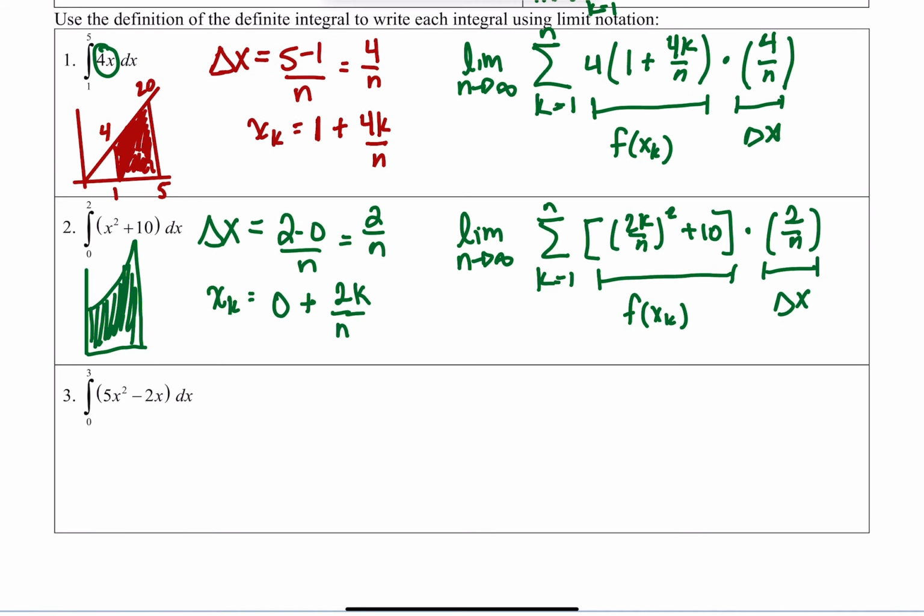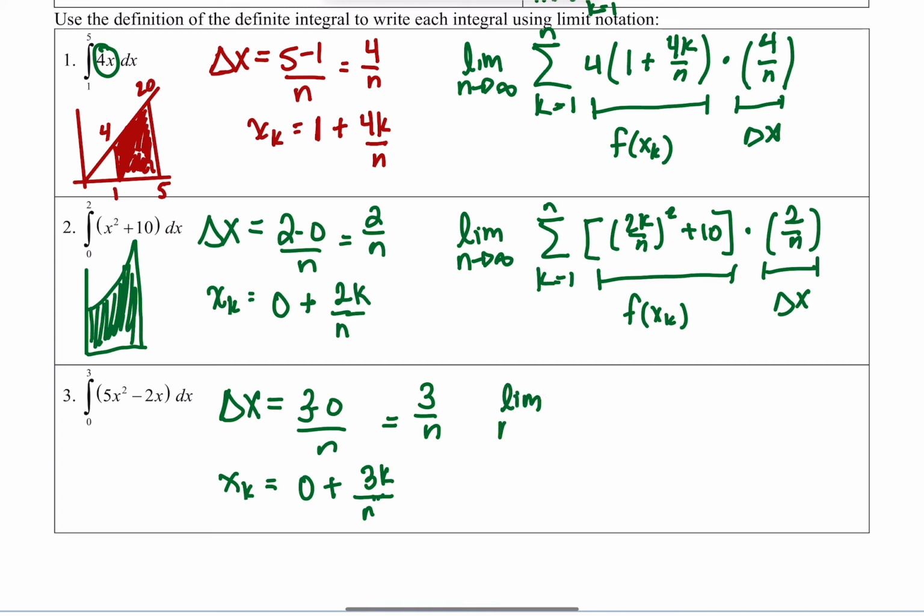All right, same thing for number 3, but I'm not going to draw it out because hopefully you look at this and just see what's happening here. Delta x is going to be 3 minus 0 over n, or 3 over n. X sub k is going to be 0 because that's your a value, plus 3 over n times k. So that's x sub k.